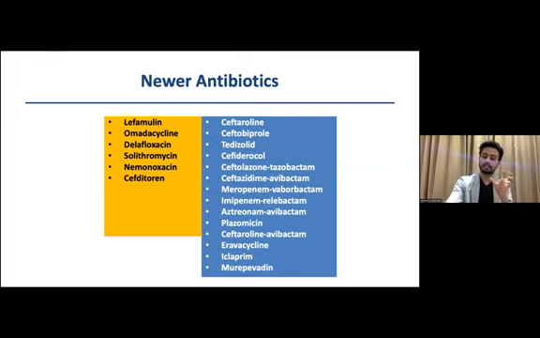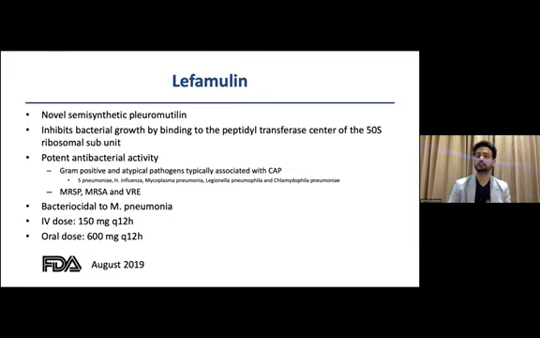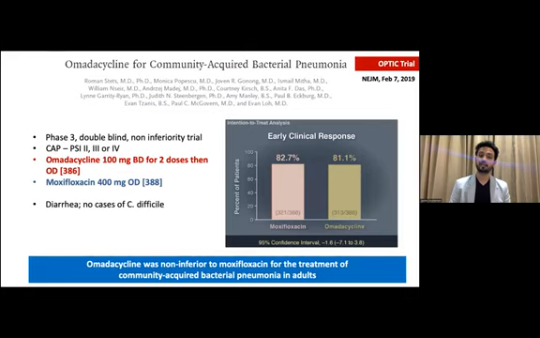The classical trial where lefamulin was compared with moxifloxacin showed that it was non-inferior to moxifloxacin. So what is this lefamulin? It's basically a pleuromutilin antibiotic, which is effective against most of the organisms causing community-acquired pneumonia, like streptococci, H. influenzae, and atypical organisms.